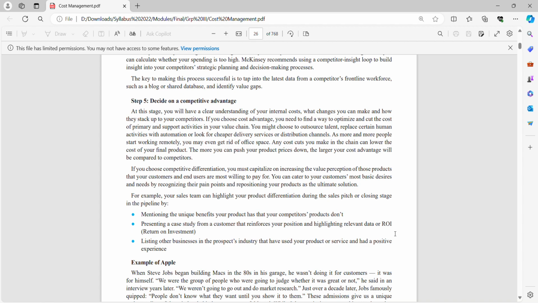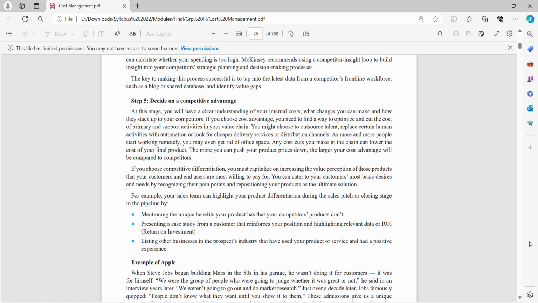So you need to take a decision that this is my internal cost. How do I make a change to it? What all information do I need? What all steps can I take to change my internal cost?